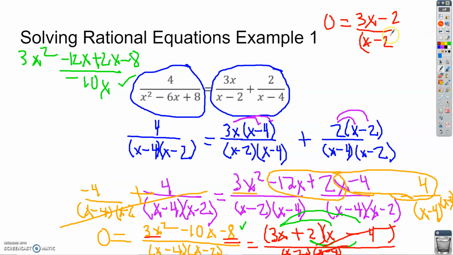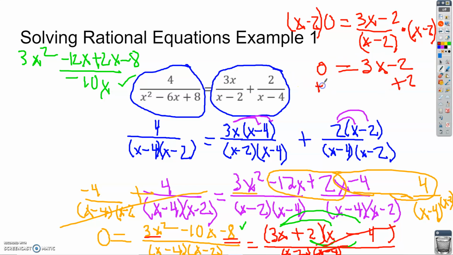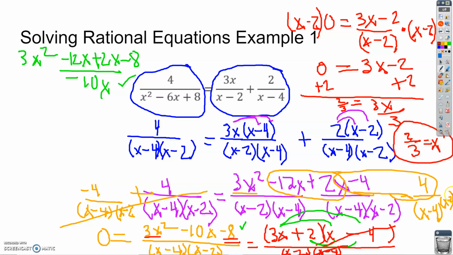So that means I'm going to get rid of the fraction. So I'm going to multiply both sides by x minus 2. But 0 times x minus 2 is still 0. And then I have 3x minus 2. Still trying to get x by itself, so I'm going to add 2 to both sides. And then I have 3x equals 2. Divide both sides by 3. And then x is 2/3, or 2 over 3. And that's it.